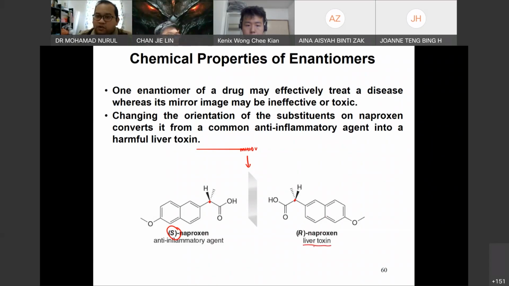So anybody doing synthesis of drugs for the pharmaceutical industry has to make sure and confirm the configuration of the compounds.